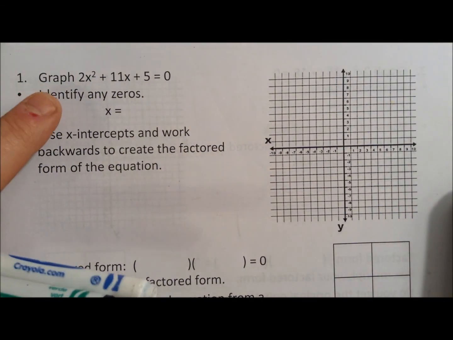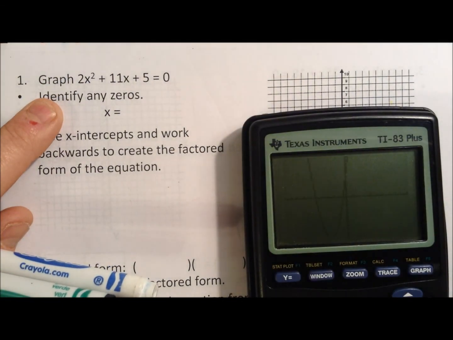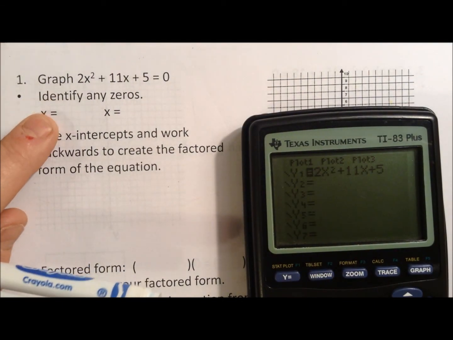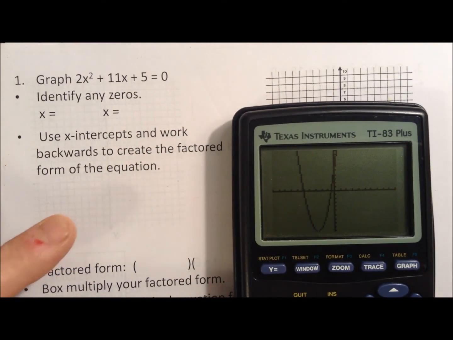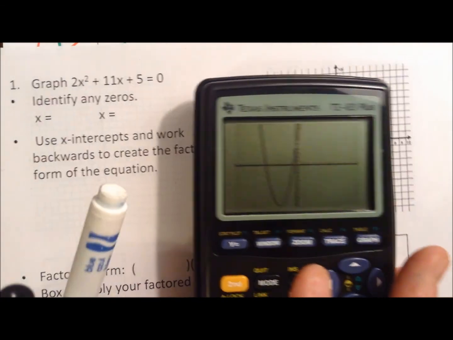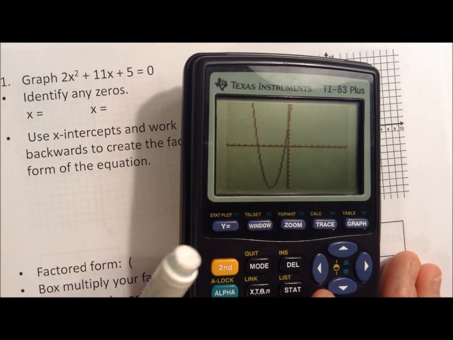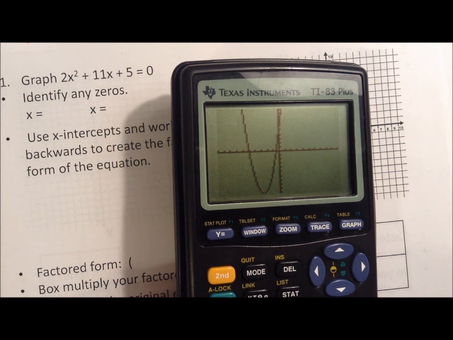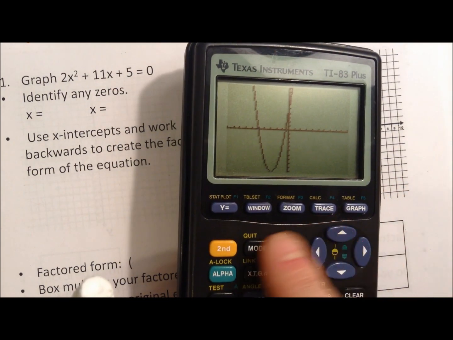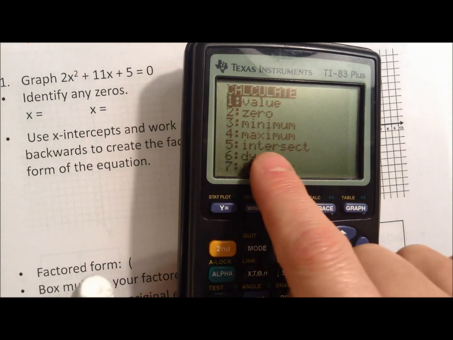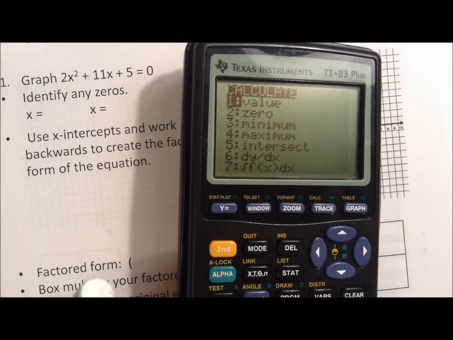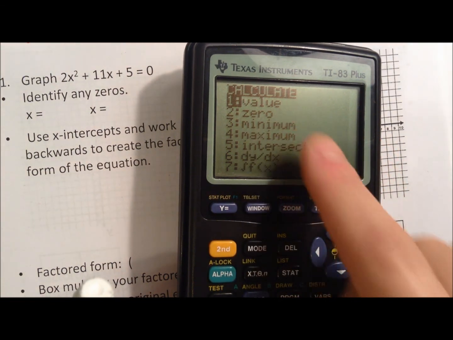Okay, so right here it says to graph. We're going to sketch it. So we're just going to type this in, go to our graph, and take a look at it. If you're not sure, let's practice our calculator keystrokes to find our zeros. So let's do a second trace, and let's find our zeros, excuse me, zeros.